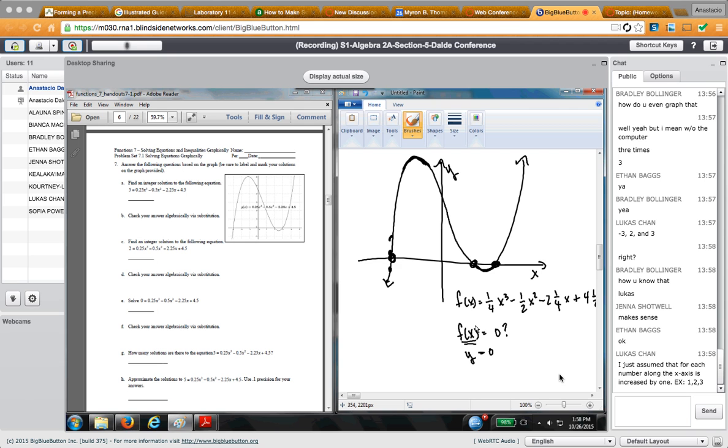Yeah. I just assumed that for each number along the x-axis increases by 1. Yeah, okay. All right, you can do that.